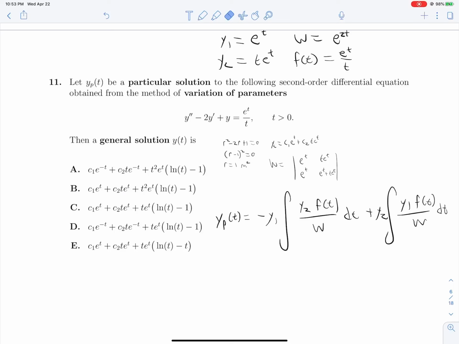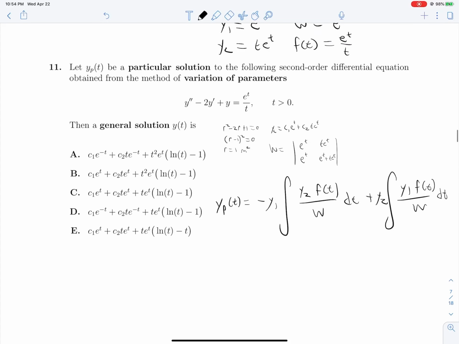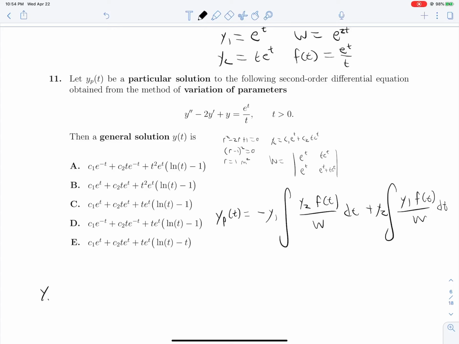The real thing to remember is that you do have to include that negative sign. There will always be an answer choice waiting for you if you forget it. So be warned. So we can set this up. Yp of t is equal to negative y1, so negative e to the t times the integral, that's a snazzy integral, of y2 of t, that's t e to the t, multiplied by f of t, that's e to the t over t, and then our Wronskian is e to the 2t dt.